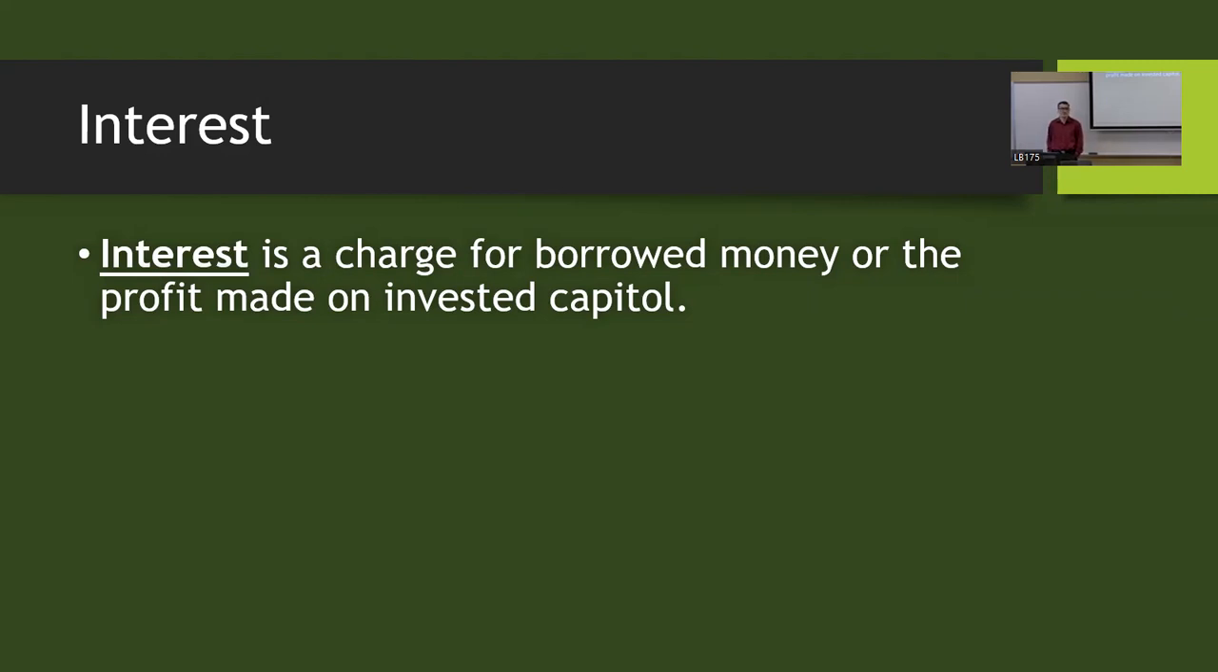Or if I am the one that's investing, I put my money into a stock or an account, and I'm the one making the money, that profit that I make on my invested capital, invested money, is also interest, right? So it's money you make on top of money, or money somebody else makes on top of money.